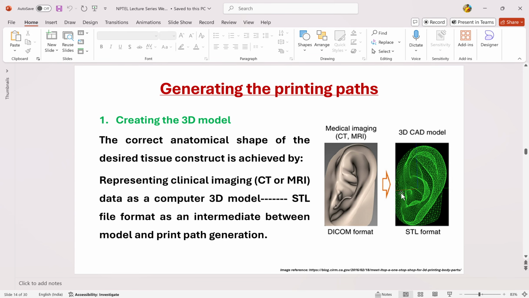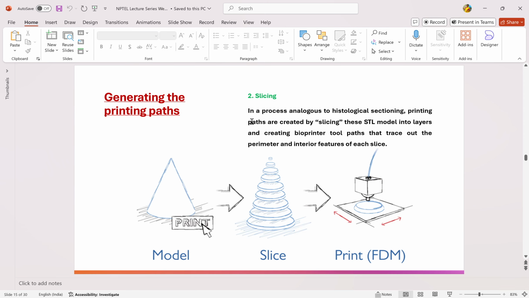So this is the first step of your 3D bioprinting: creating a 3D model. After that, what you will do is slicing. In this slicing process, whenever you give a model to print, the model will not be printed like this, like a simple cone. It will be printed slowly, with layer by layer deposition.